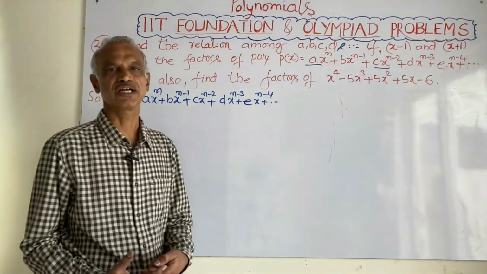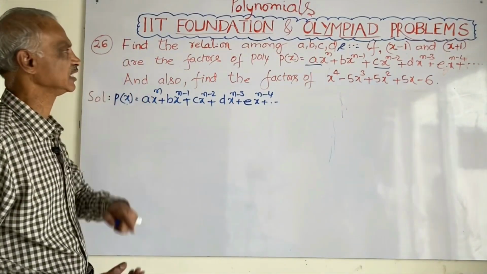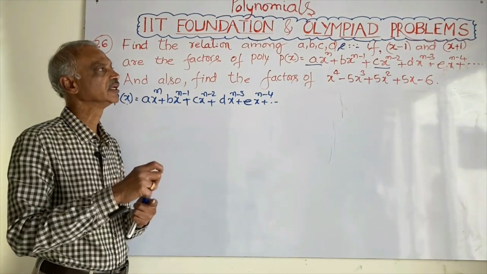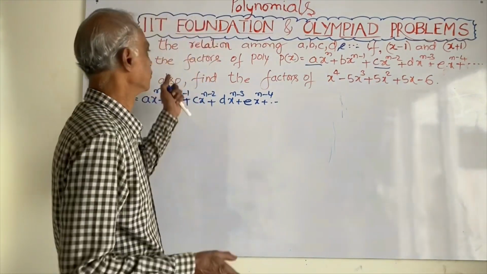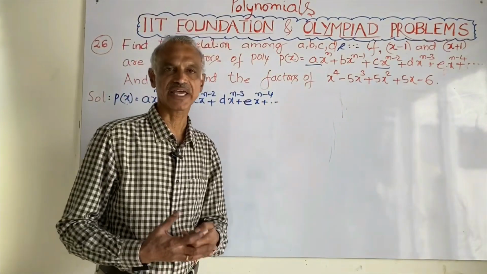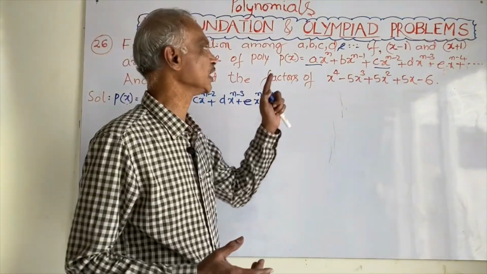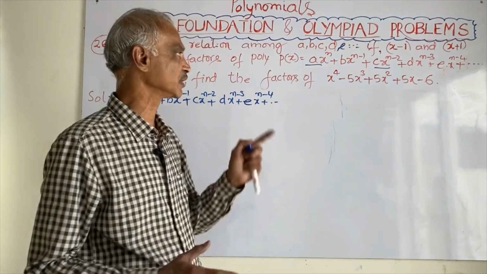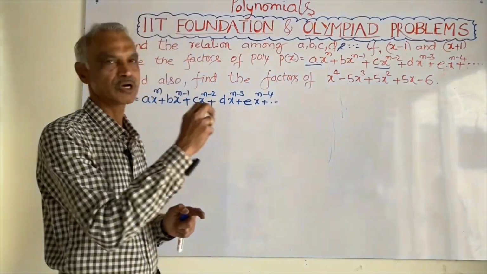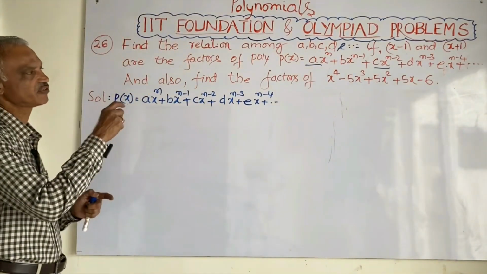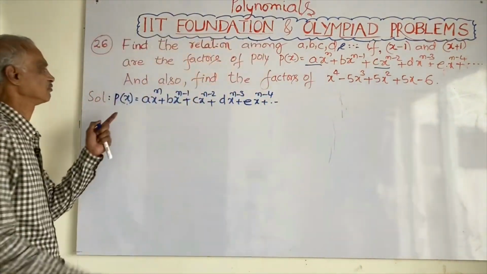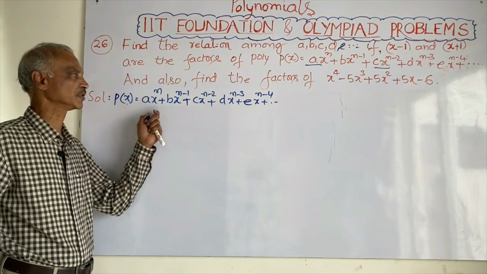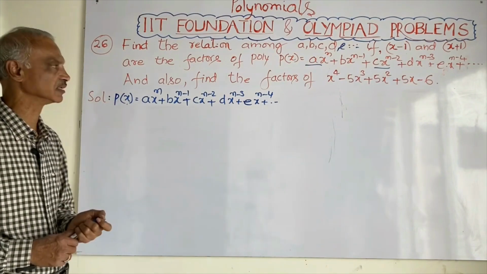Hi students, what is the 26th problem? Find the relation among a, b, c, d, e if x minus 1 and x plus 1 are the factors of the polynomial p of x is equal to x to the power of n plus b x to the power of n minus 1, and so on. And also find the factors of this polynomial. First, what is given? p of x is equal to x to the power of n plus b x to the power of n minus 1.